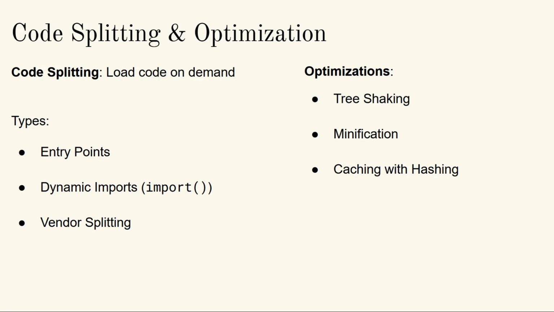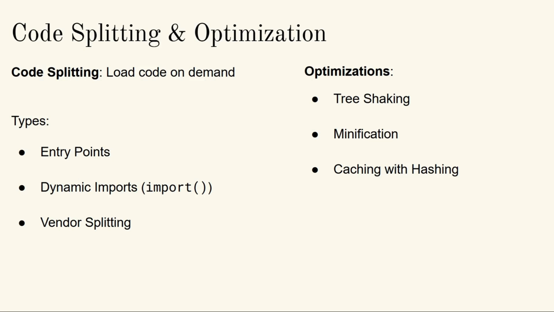There are different types of code splitting present in Webpack. First one is the entry point, where you define multiple entry points. There are dynamic imports, using import() to load the part on demand. And the last one is vendor splitting. Vendor splitting separates your app code and third-party libraries like React or Lodash.